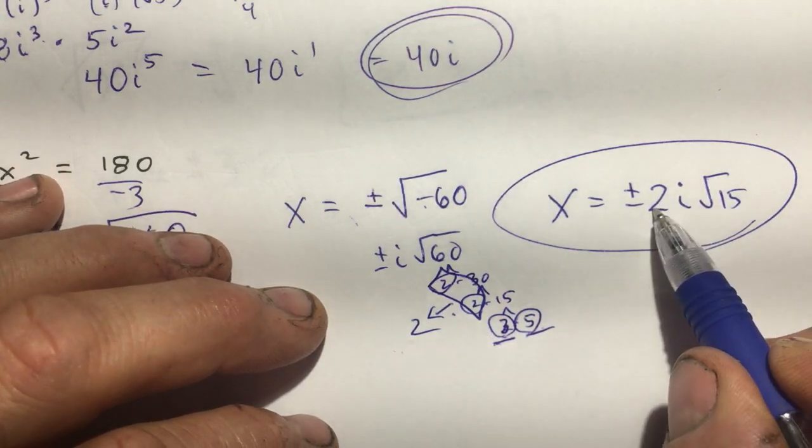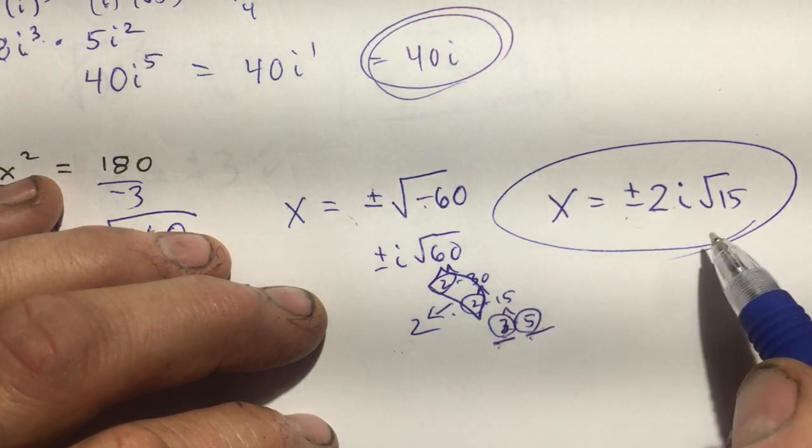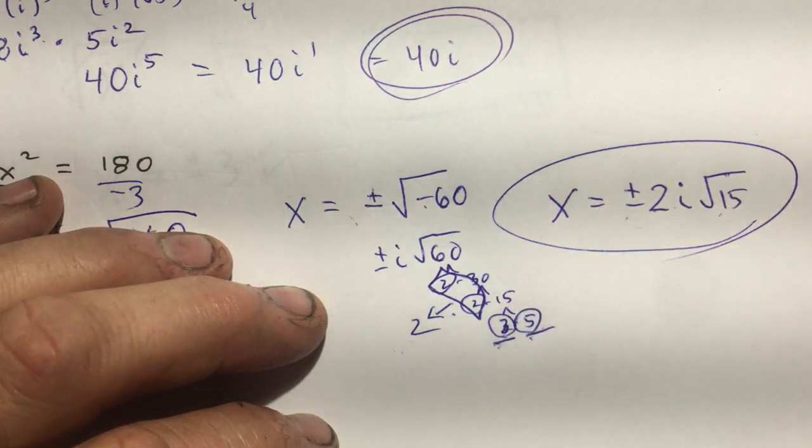So the 2 comes out, it's plus or minus. I've got an i, and then 3 times 5 is stuck in the radical, so it's a 15 in the radical.